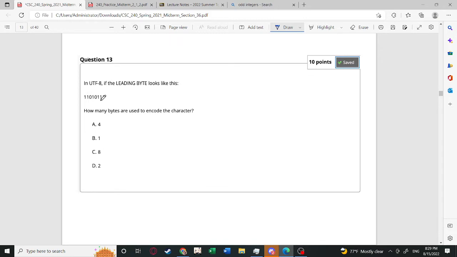So now you have this. In theory, if the leading byte looks like this, how many bytes are used to encode a character? If you split the first two, it's 2, because there's more than one. So yeah, there's no such thing as 8. That's UTF-32.